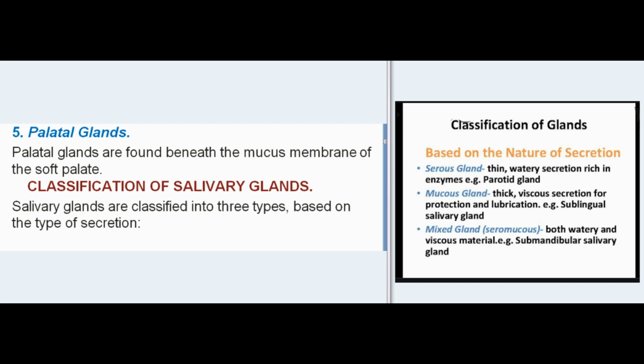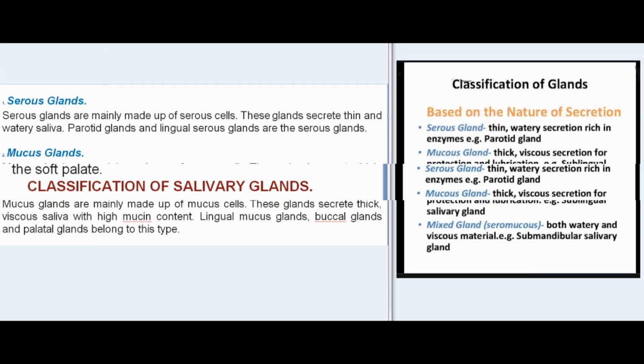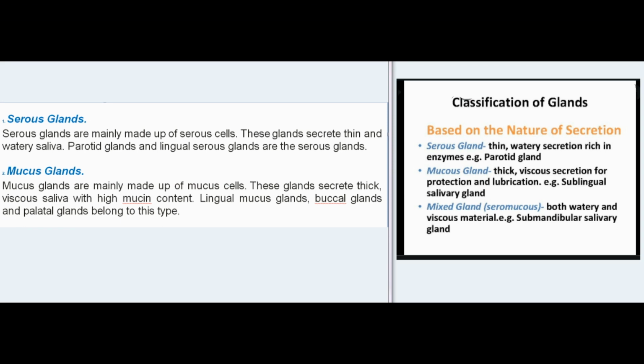Classification of salivary glands. Salivary glands are classified into 3 types, based on the type of secretion. Serous glands. Serous glands are mainly made up of serous cells. These glands secrete thin and watery saliva. Parotid glands and lingual serous glands are the serous glands.